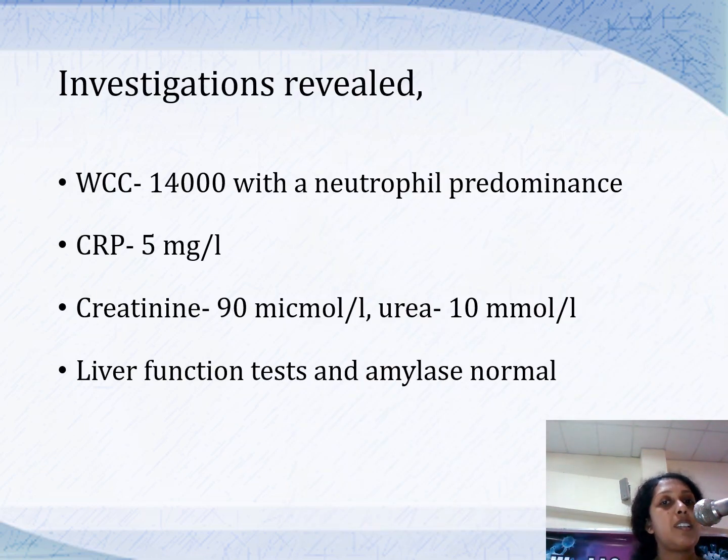His investigations revealed a leukocytosis with predominant neutrophils and a reasonably normal CRP level, the normal range being up to 5. The creatinine and the rest of the investigations were initially normal.